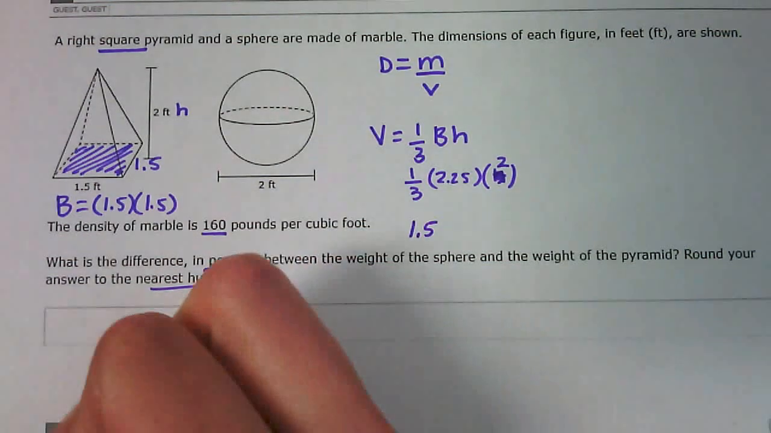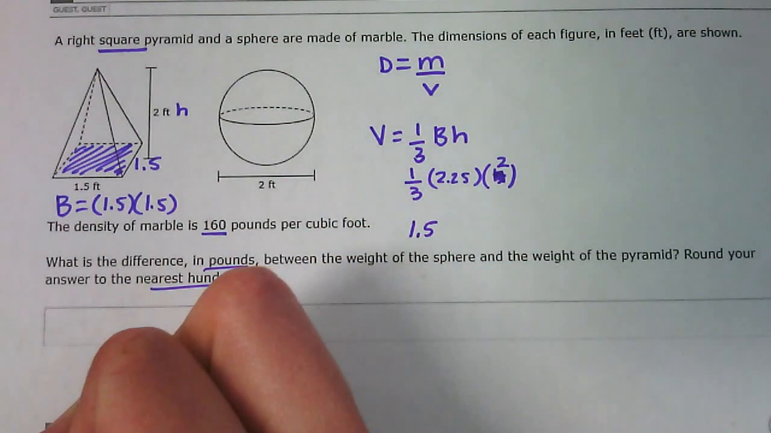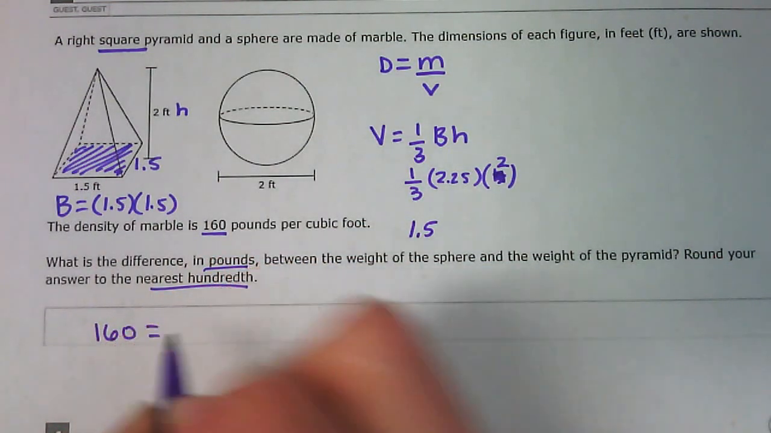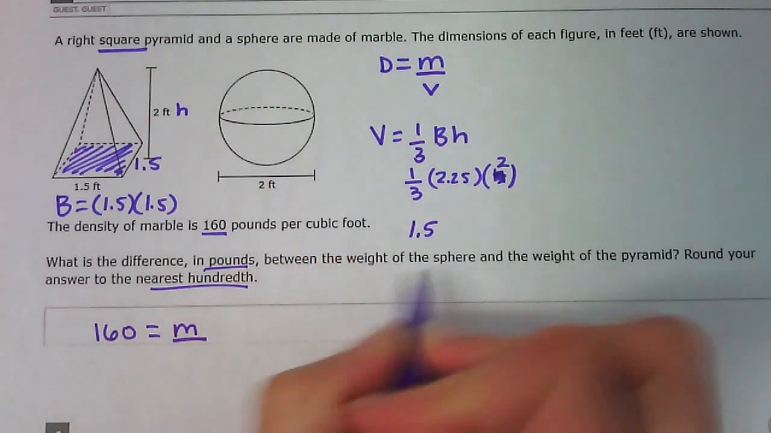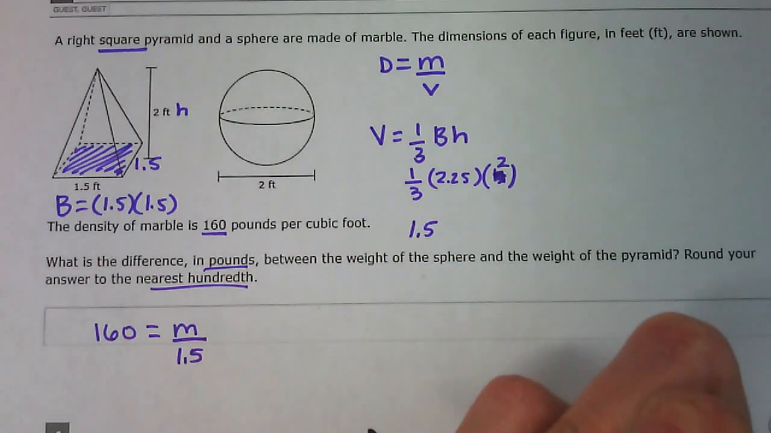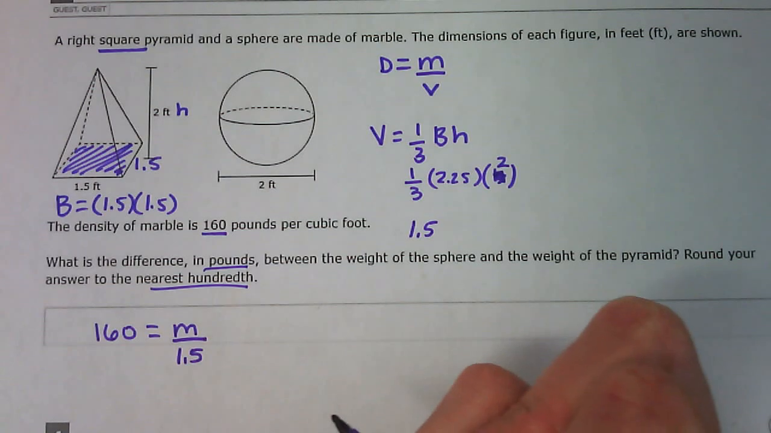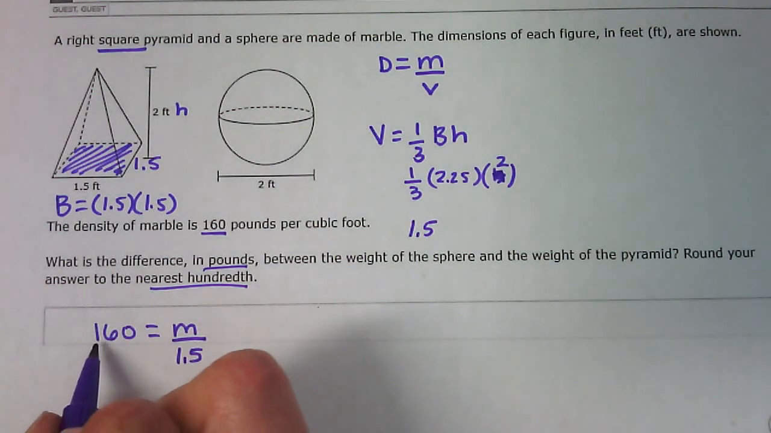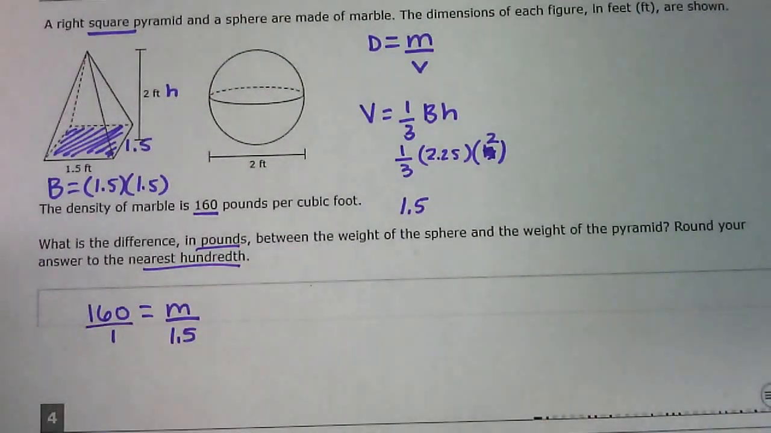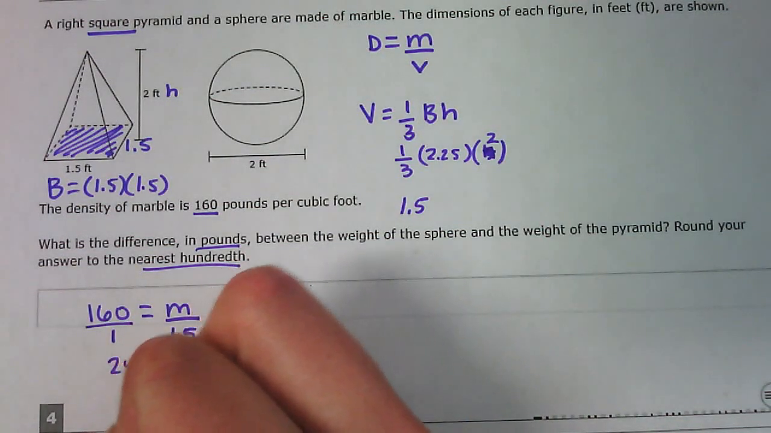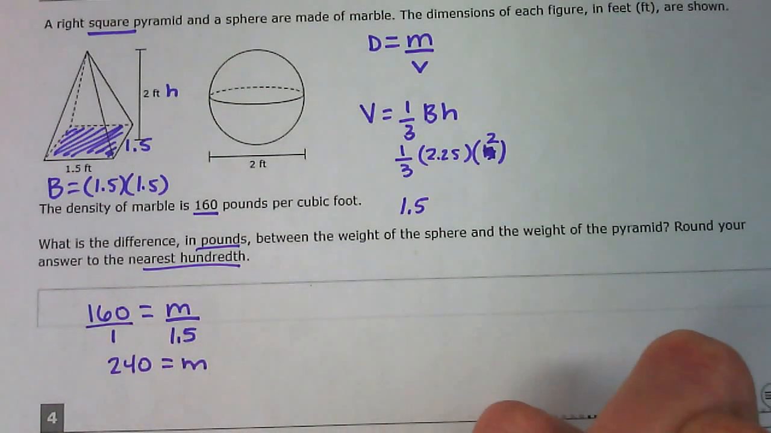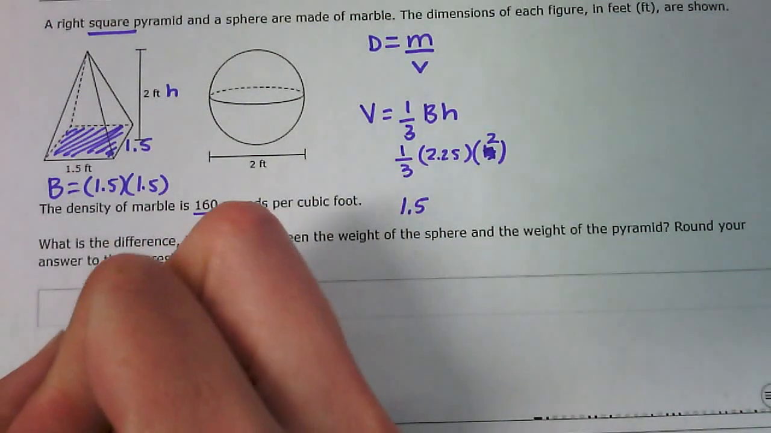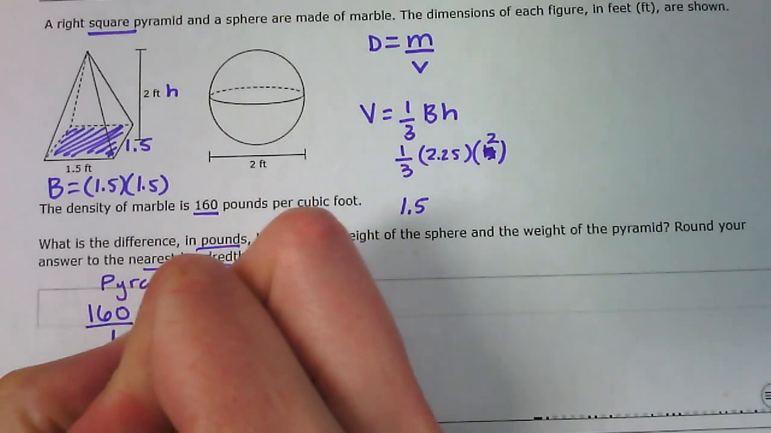So right now, I know my density is 160, so I'm going to say 160 equals, I don't know my mass, and I know my volume is 1.5. I can solve this by multiplying by 1.5. I could also think about there being a 1 on the bottom here and think about cross multiplication. So I get 240 is my mass. So that is for my pyramid.